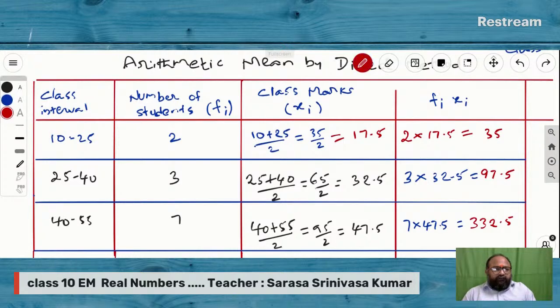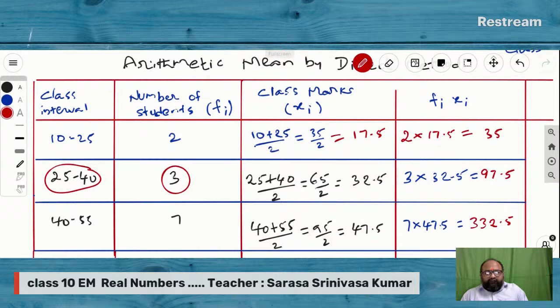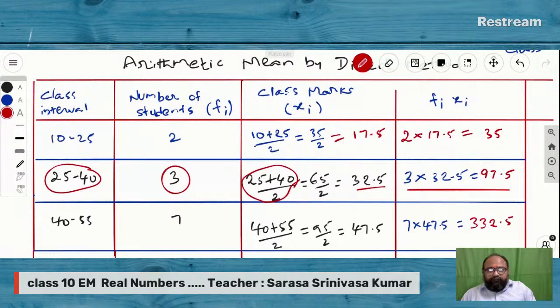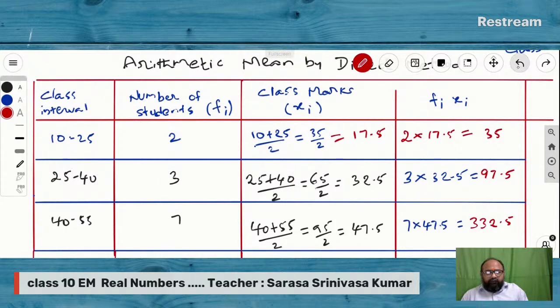Now we consider the next class interval, 25 to 40. The number of students is 3. To find the class marks xi, 25 plus 40 by 2, that is lower limit plus upper limit by 2. We get 32.5. So the last column is 3 multiplied by 32.5 equal to 97.5. This is how we calculate the second row.